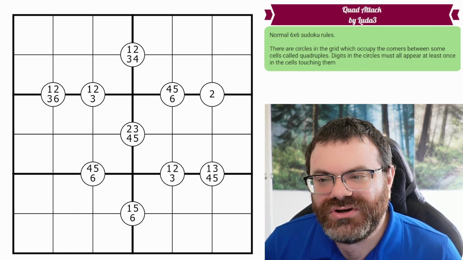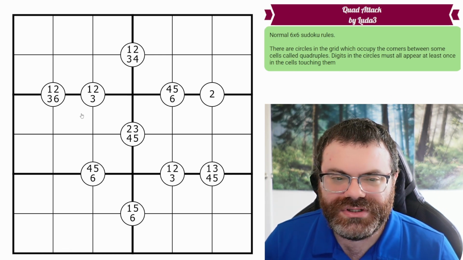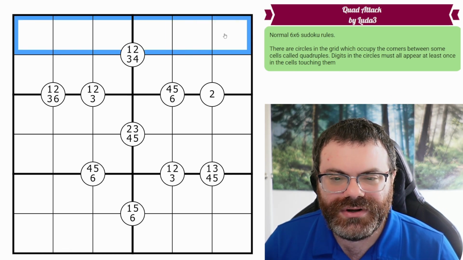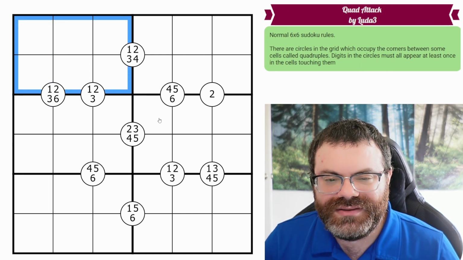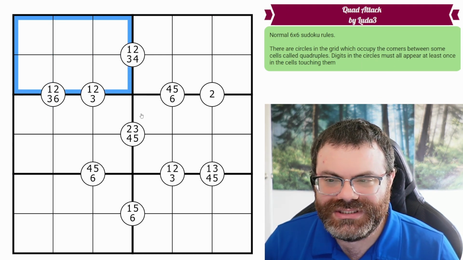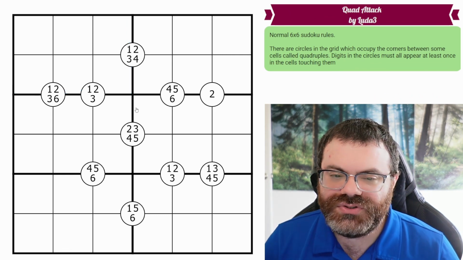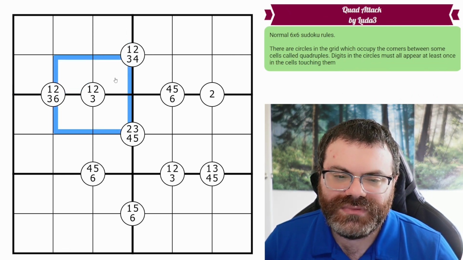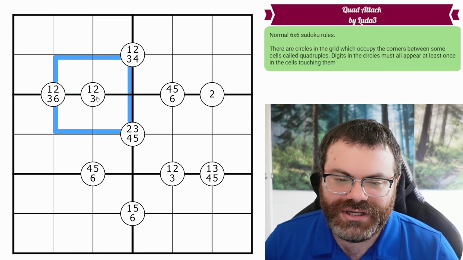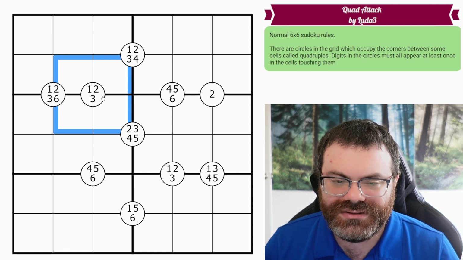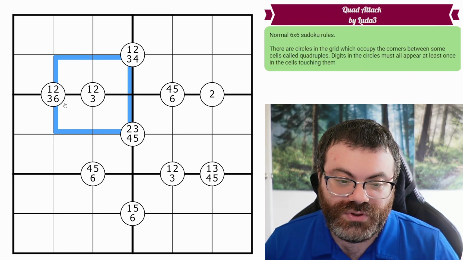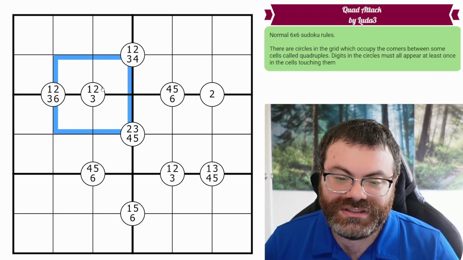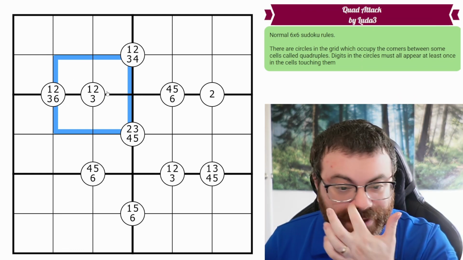All right, so let's go over the rules. We have normal 6x6 Sudoku rules, so in every row, every column, and every 2x3 box, we are placing the digits 1 to 6 exactly once each. We also have quadruples, so let's go over quadruples. We have these circles in the grid on corners of cells. They touch 4 cells. A quadruple can technically touch fewer than 4 cells if it's on the edge of the grid, but in this case they all touch 4 cells, so let's just talk about it that way.